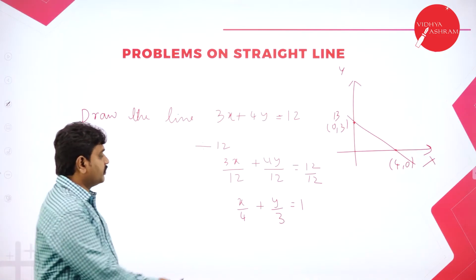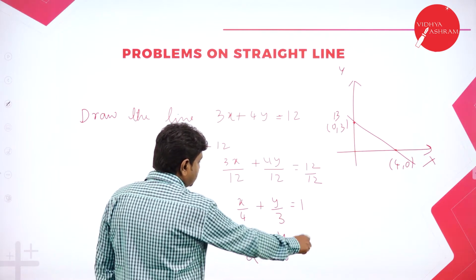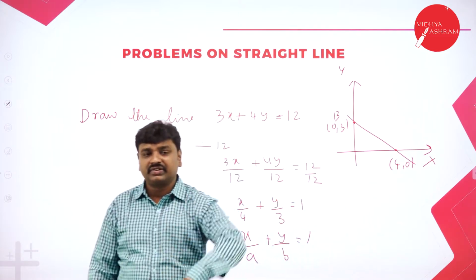I reduce to what form? x by a plus y by b equal to 1 form. What is this form called? Intercept form. What is a? Point on the x-axis. What is b? Point on the y-axis where the line cuts.